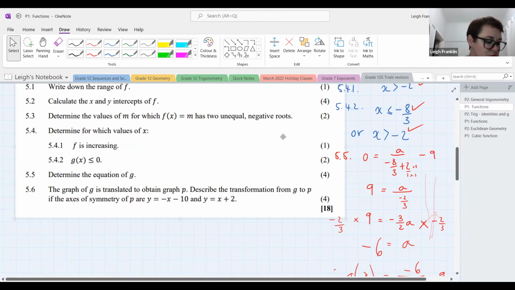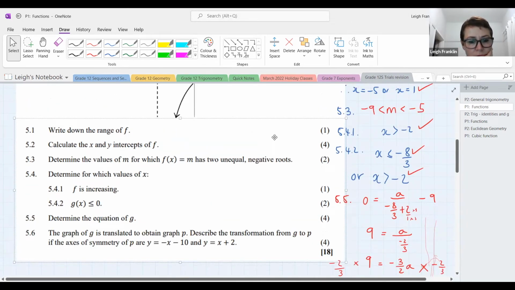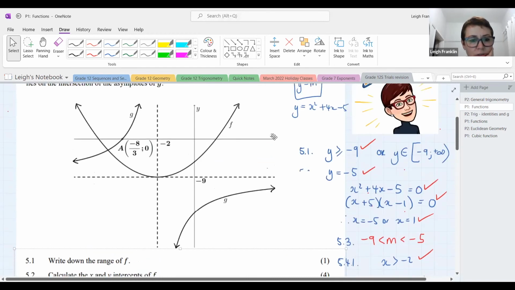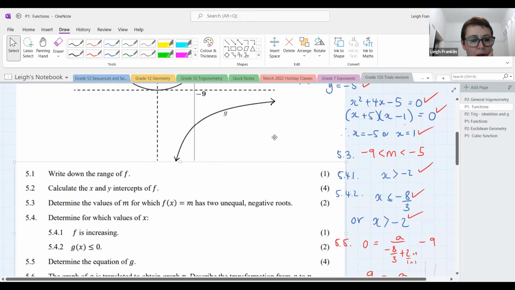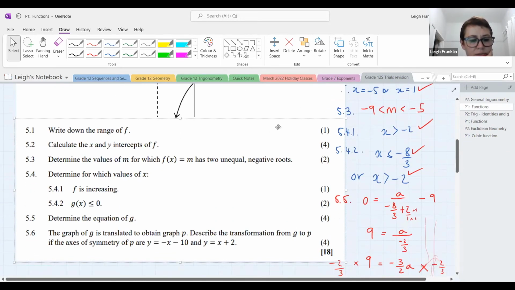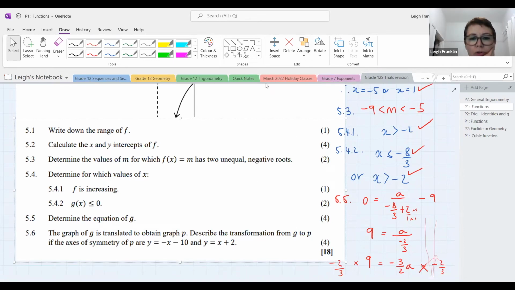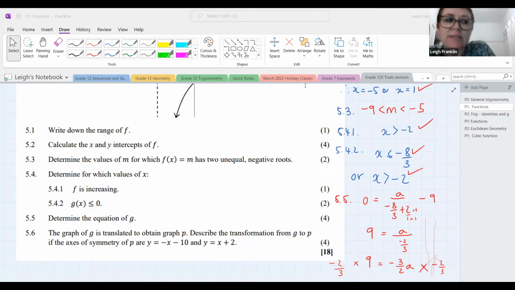Okay, so we have to describe a translation of g to p. And they've told us that the axes of symmetry of p are that and that. Most people do. You know what, Kaiser, because this is a thinking question, isn't it? It forces us to think. We can't just apply a formula or make something equal to 0. We've really got to think about how we're going to answer this question.